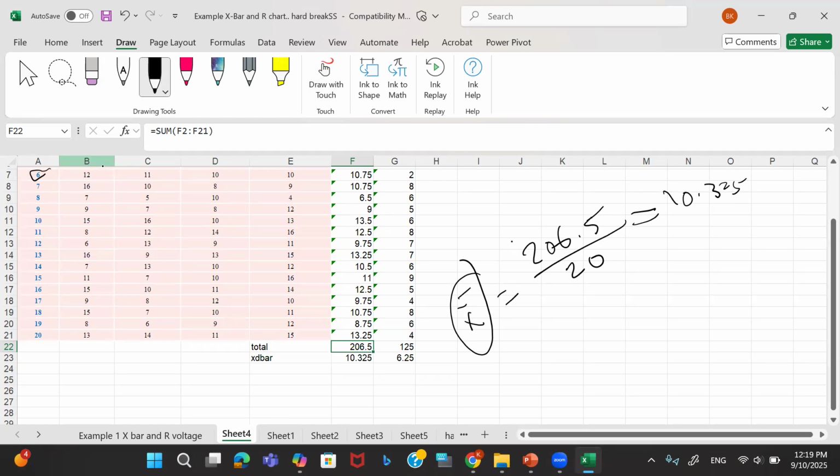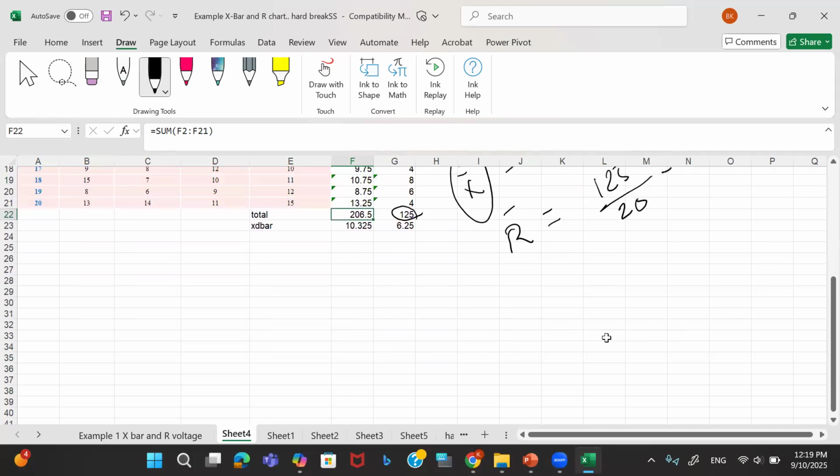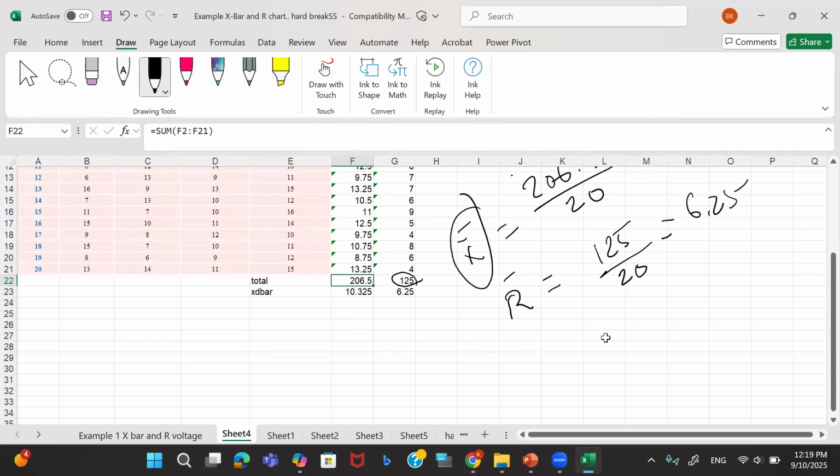I do the same thing, and then this is the total. So R bar is equal to 125 divided by 20, which is 6.25. So now I have X double bar and I have R bar. What I need to do is take these numbers and plug them in the equation. So the upper control limit X bar is equal to X double bar plus A2 R bar. So X double bar, we said, is equal to 10.325 plus A2.